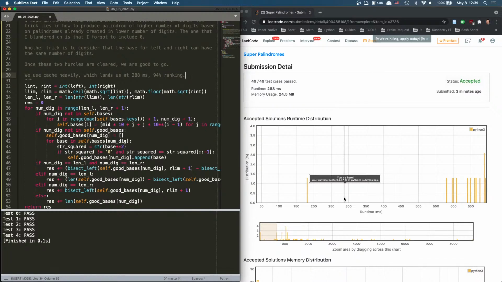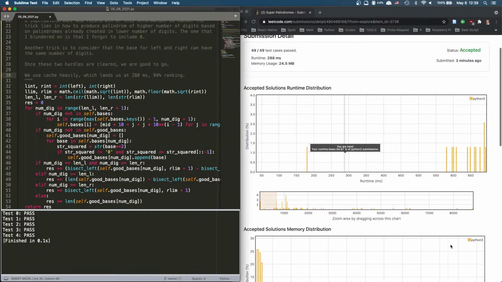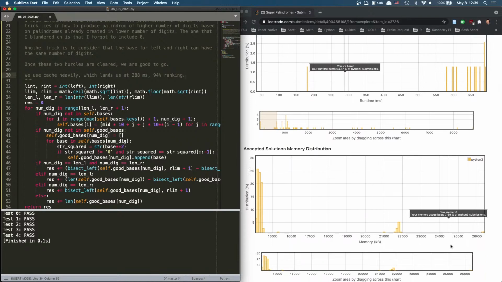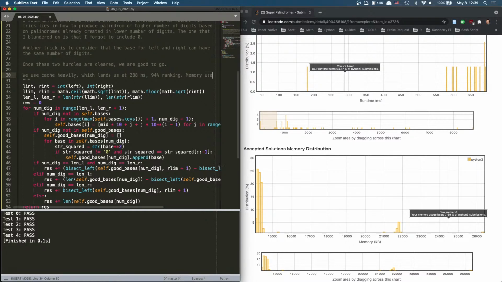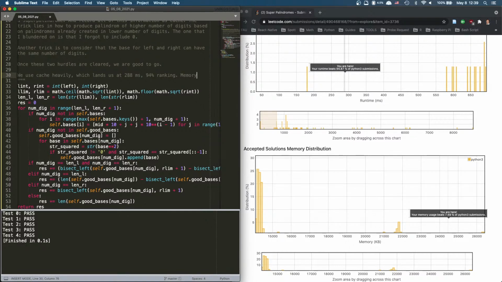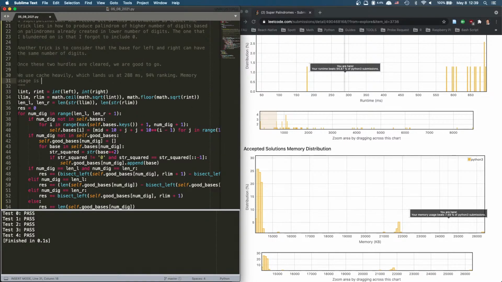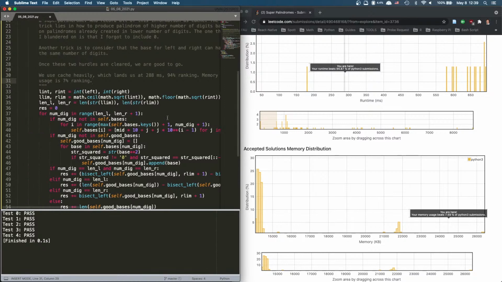Oh, so we can do this. Wow, look at this. The time limit is set so you can do it at 8 seconds. They still accept it. But look at my memory usage. Yeah, so the memory usage is horrendous. Memory usage is 7% ranking, which I mean it's a trade-off. I trade memory for speed.